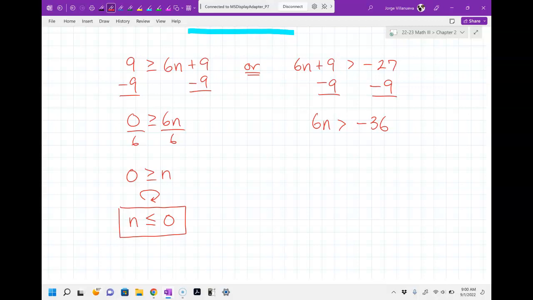So now I'll divide by 6. So n is greater than negative. That bell was not dismissal. Thank you. Please disregard the bell. That was more of an interruption than the actual interruption.